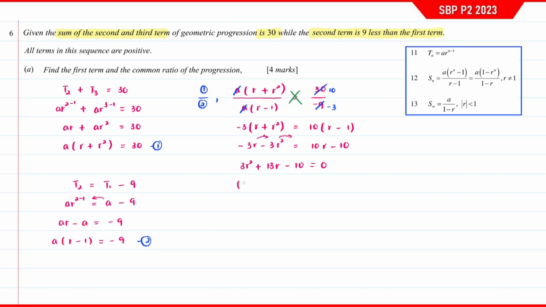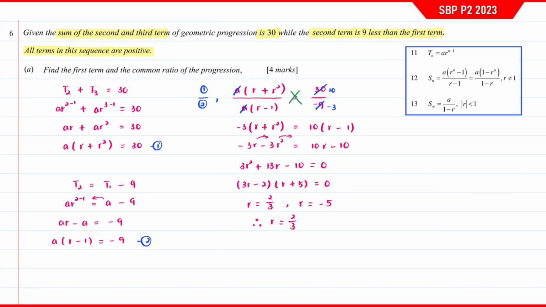Factorize this, so you're going to get (3r minus 2), and then the bracket will be (r plus 5). This is equal to 0. So r is equal to 2 over 3, or r is equal to negative 5. Here it is stated all terms in this sequence are positive. Therefore, the correct r will be r equal to positive 2 over 3.